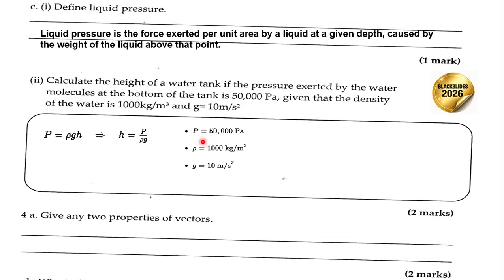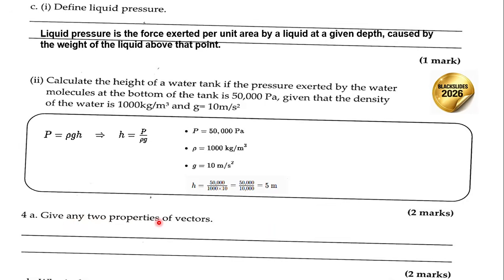So this is the information we are given from the data there. So all we have to do is substitute. So you substitute pressure at 50,000, density is 1,000, and acceleration is 10. So the height is going to be 5 meters.